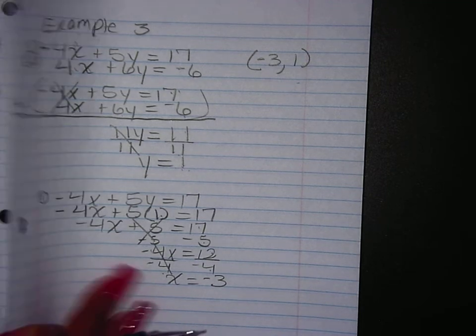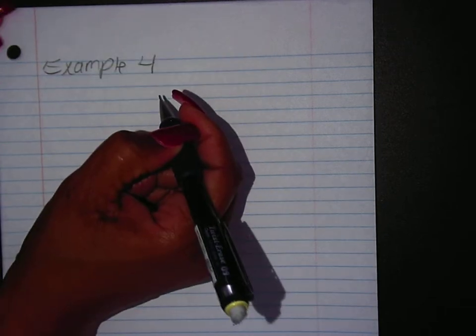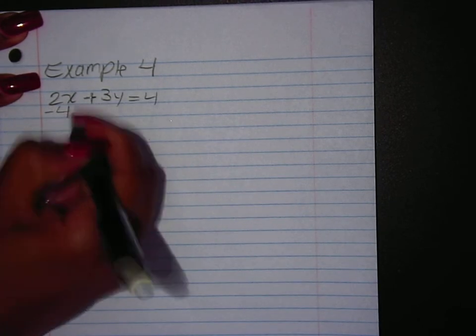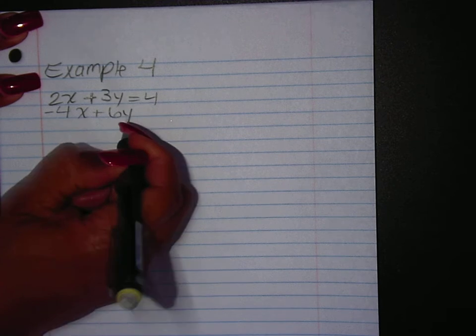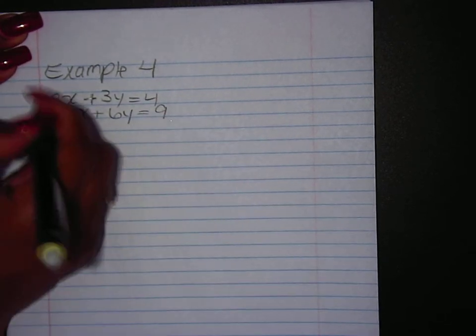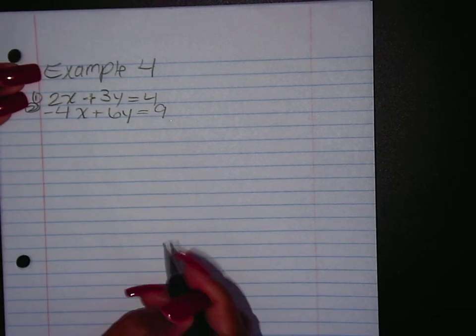Now the next examples I do, we're going to do a little more steps. Okay. So example 4, it's going to have a little more steps for you guys to do. So the first equation is 2x plus 3y equals 4. The second one is negative 4x plus 6y equals 9. We have our system of linear equations, and I label them number 1 and 2.